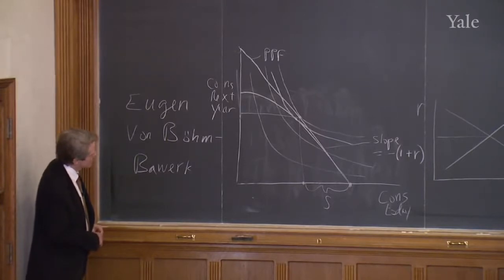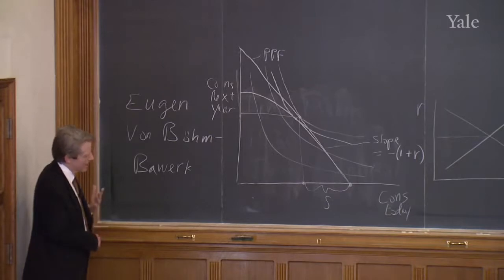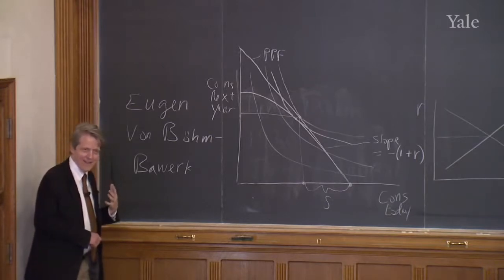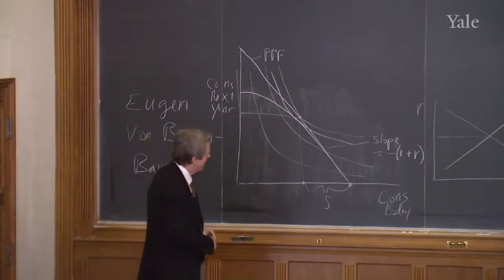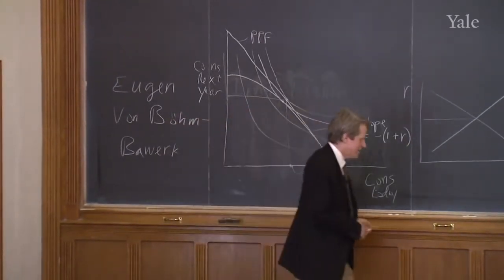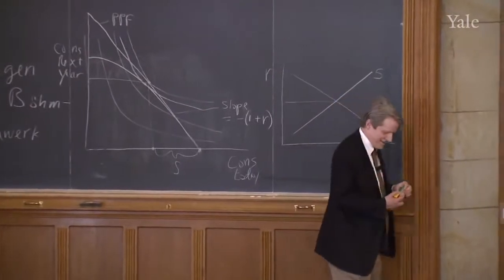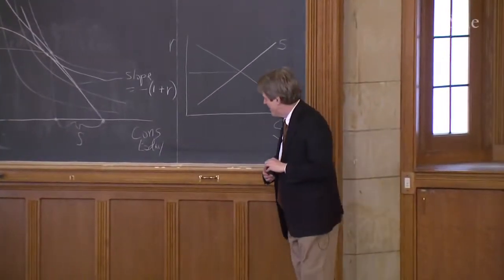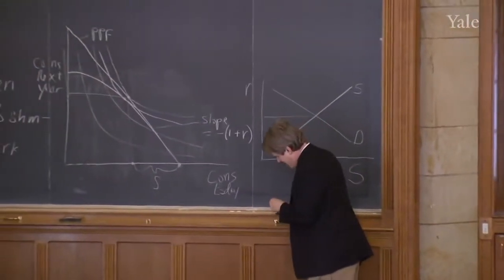So let me put it this way. Suppose Robinson Crusoe really wanted to consume a lot today. He was very impatient. That means that his indifference curves, now, did you give me colored chalk? A little bit of yellow. Oh, we have a little yellow. All right.